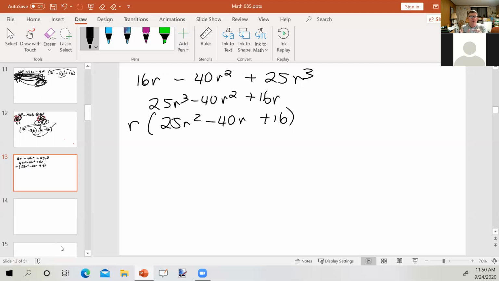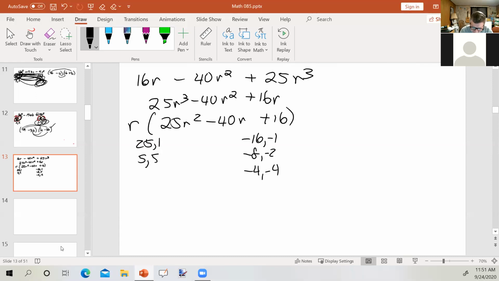So I've got that r that I factored out that's going to be in my final answer, but now my focus is on the parentheses. And 25 could be 25 and 1 or 5 and 5. 16, well, it's a plus 16, which means they both have to be positive or both negative, but it's a negative middle one. So I'm going to have two negatives: negative 16 and negative 1, negative 8 and negative 2, negative 4 and negative 4.